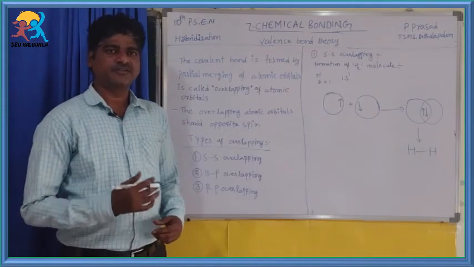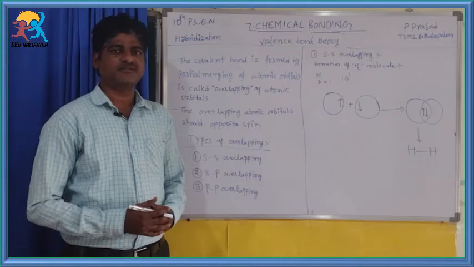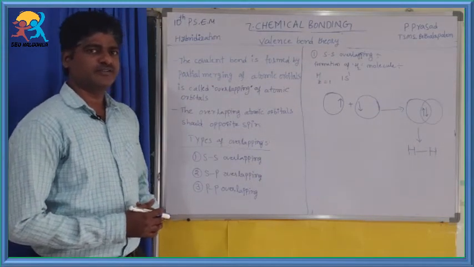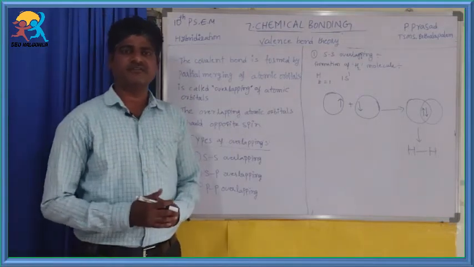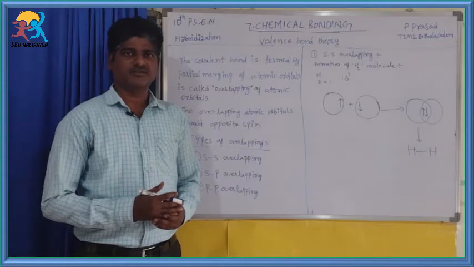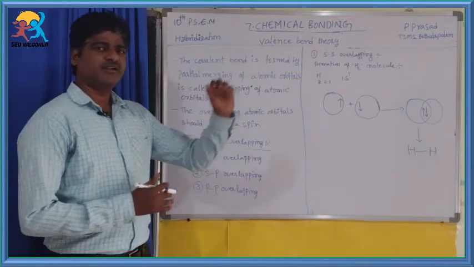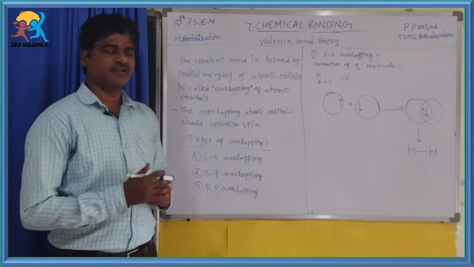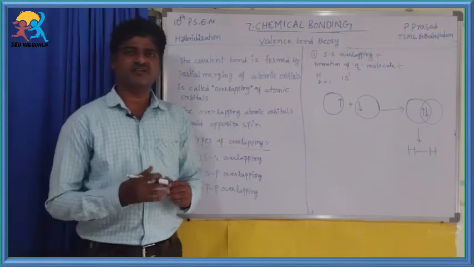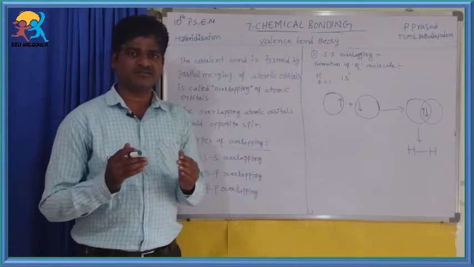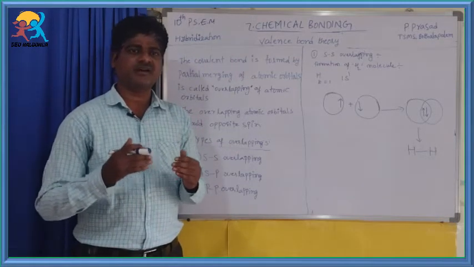Today I am going to discuss the formation of valence bond theory. Before knowing valence bond theory, we have discussed the formation of a covalent bond. So today, what does valence bond theory tell us? Valence bond theory tells us how the covalent bond is formed, how the sharing of electrons takes place between atoms.